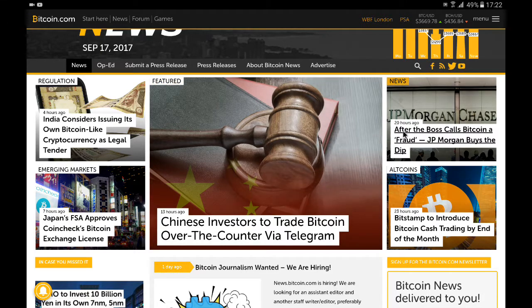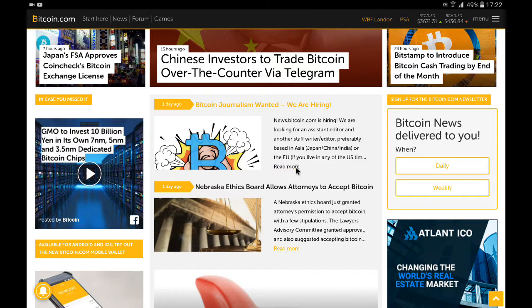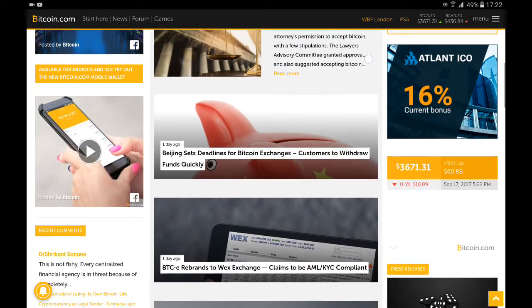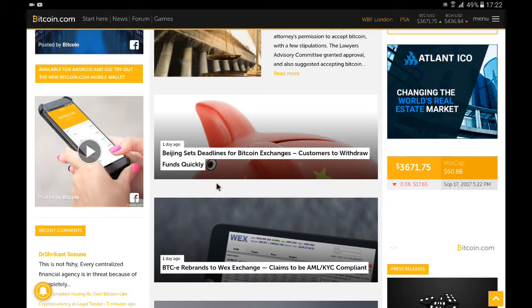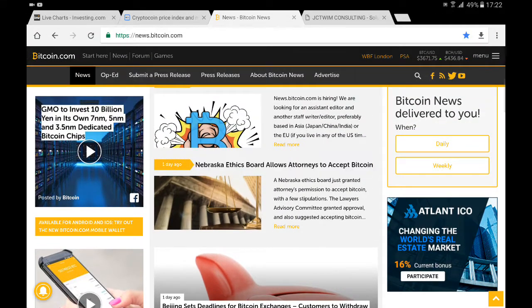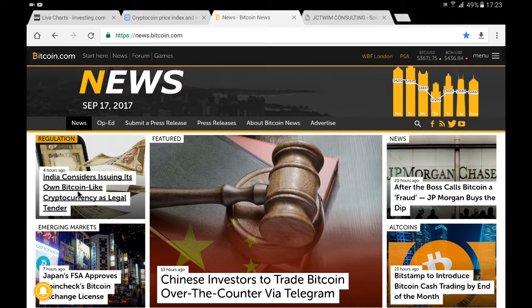Here, after the boss calls Bitcoin a fraud, you see Jimmy Dimon, JP Morgan buys the dip. That's typical, and we're gonna see that in a moment when we analyze the charts. Altcoins, Bitstamp to introduce Bitcoin Cash trading by end of the month. And one day ago, Beijing sets deadlines for Bitcoin exchanges customers to withdraw funds quickly. So after that news, Bitcoin exchanges are moving towards Japan, India, Singapore, and Hong Kong. So that's it for the news.